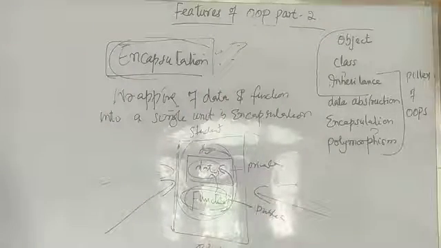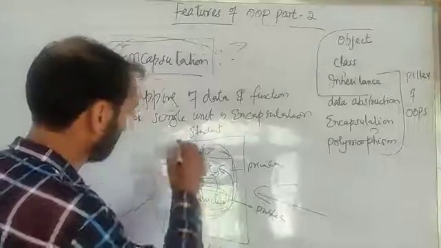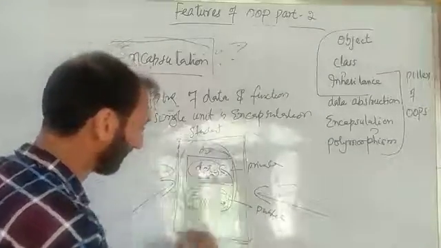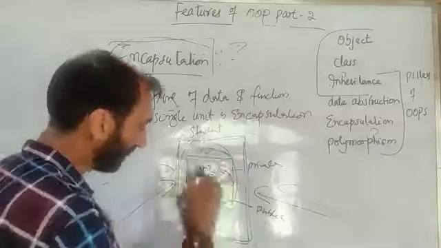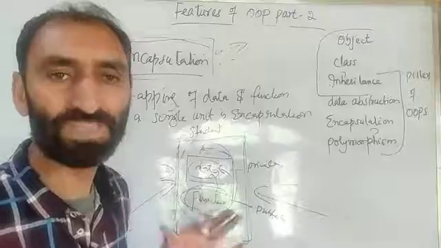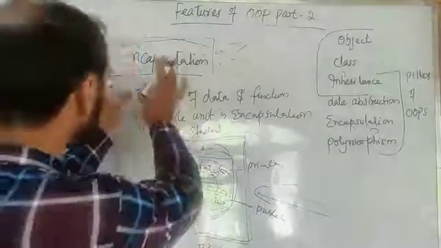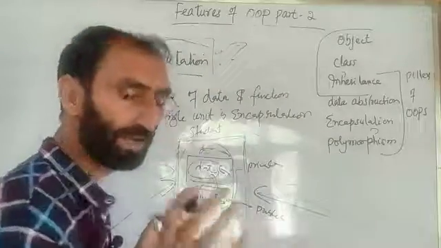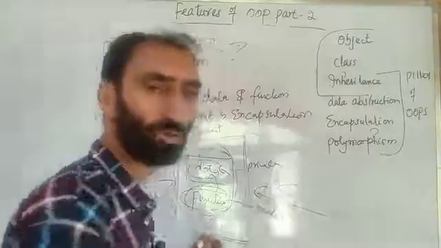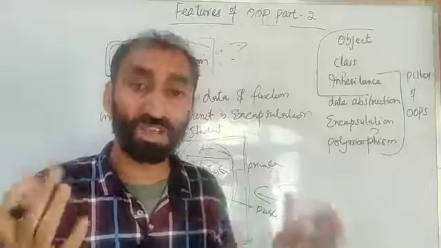Encapsulation, we can also call it data hiding as well, because by putting this cover outside our data and functions, we hide the implementation details from the outside world. So encapsulation is one of the most important, fundamental pillars of the object-oriented programming methodology, because it provides security to our data.